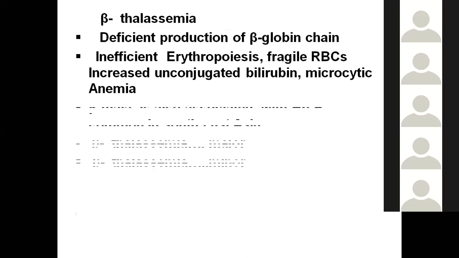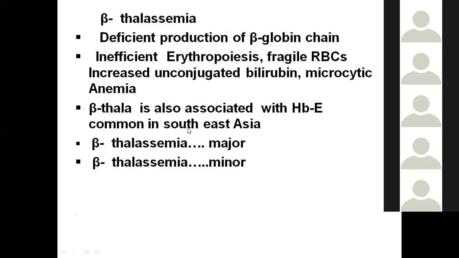अब हम बात कर रहे हैं beta thalassemia major पर. All right, beta thalassemia is also associated with hemoglobin E. ठीक है ना, जिसमें deletion of the amino acid. It's very common in Southeast Asia, beta thalassemia major and minor.